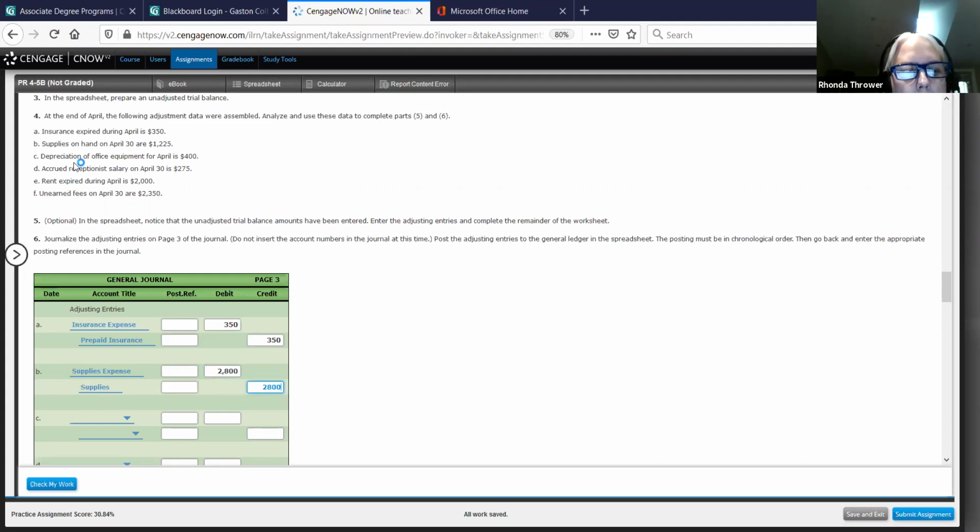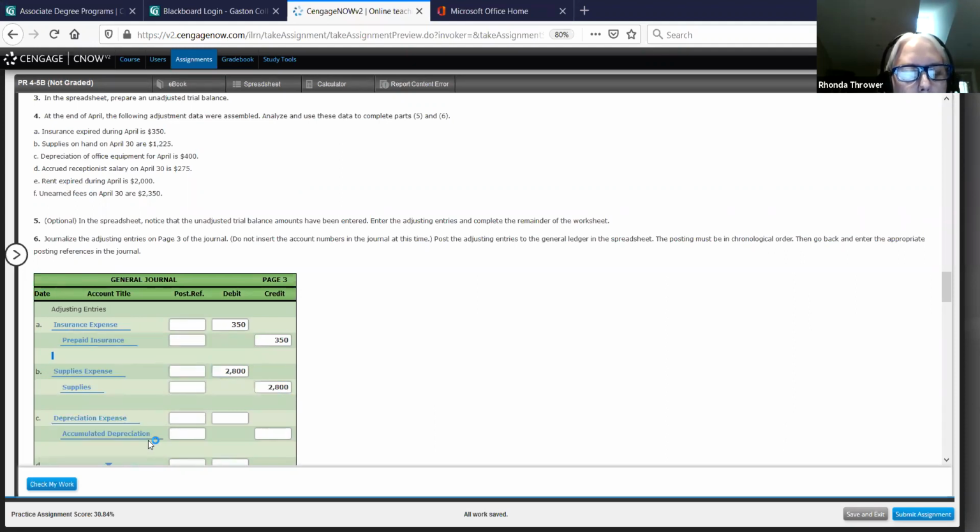The next transaction has to do with depreciation. And we always debit depreciation expense, and we always credit accumulated depreciation. Remember, accumulated depreciation was your contra asset account, and when we credit it, we're going to increase it. Our depreciation expense, of course, is an expense account, and when we debit it, we are going to increase it. So my depreciation expense for the office equipment is going to be a debit for $400. We'll have a credit to the contra asset account, accumulated depreciation.